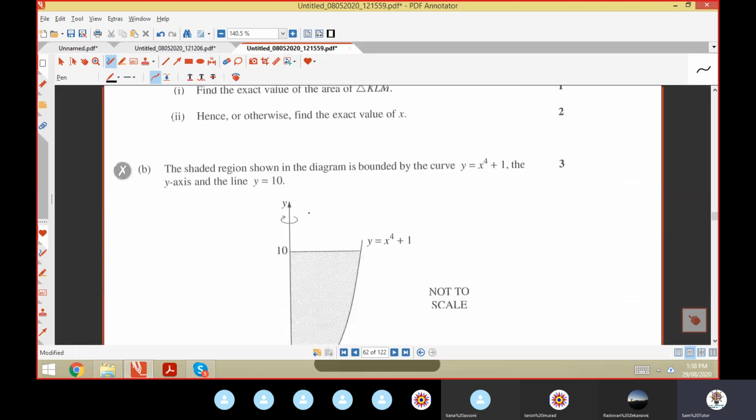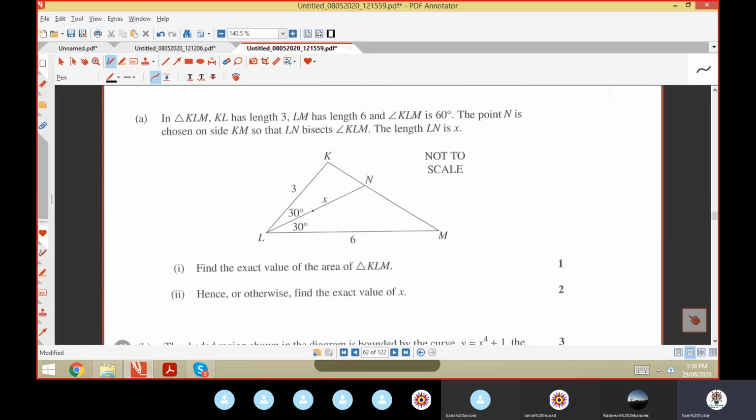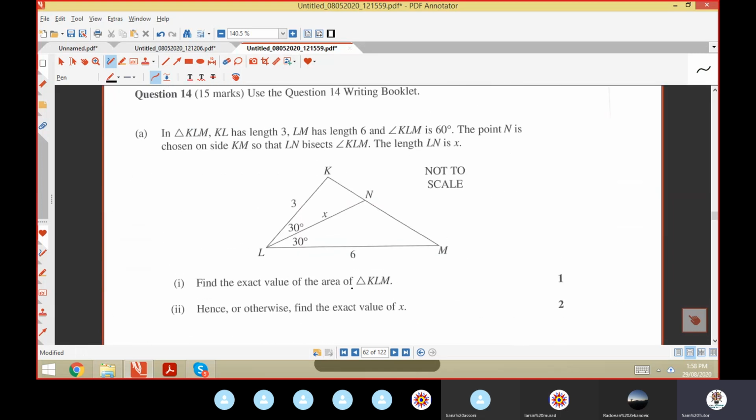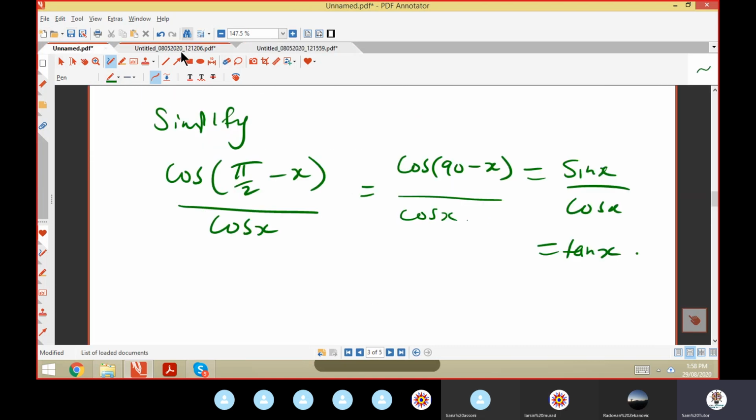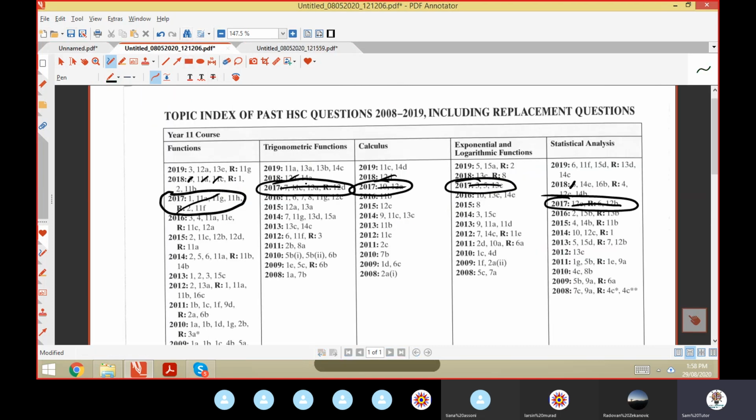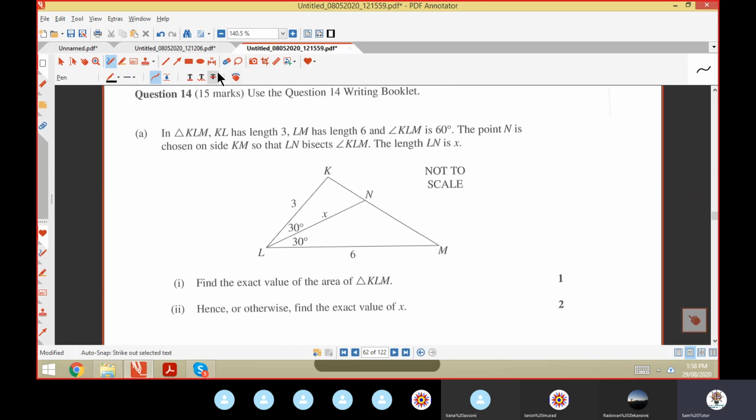Yeah. That looks right. Question 14A for year 11. Question 14A. Yep, thought so. All right, let's make that our last one.